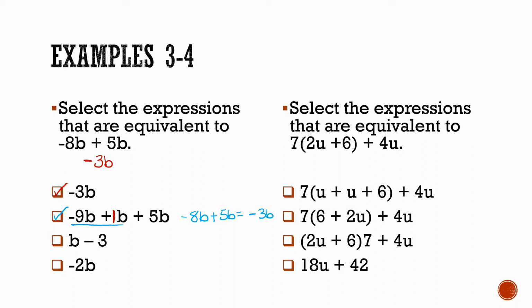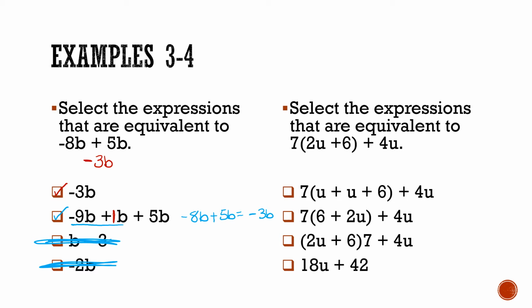Okay, b minus 3 cannot be subtracted because those are unlike terms. And b minus 3 is not the same as negative 3b. So that one cannot be an answer. Same way with the last one, negative 2b. Okay, negative 2b is not equivalent to negative 3b. So you got the first 2.